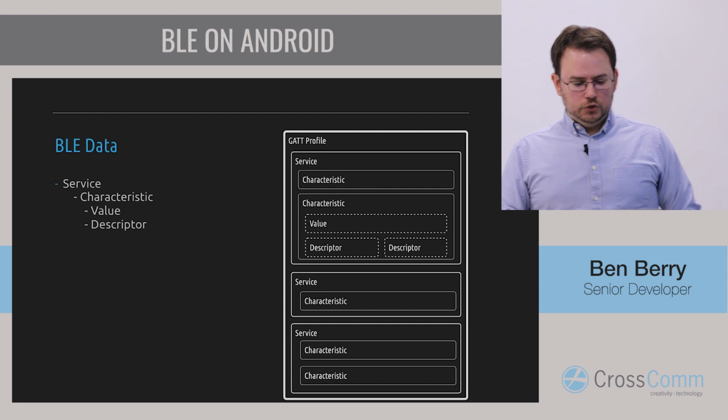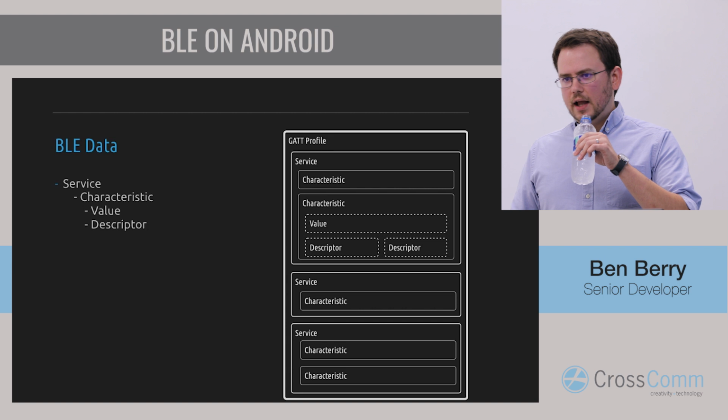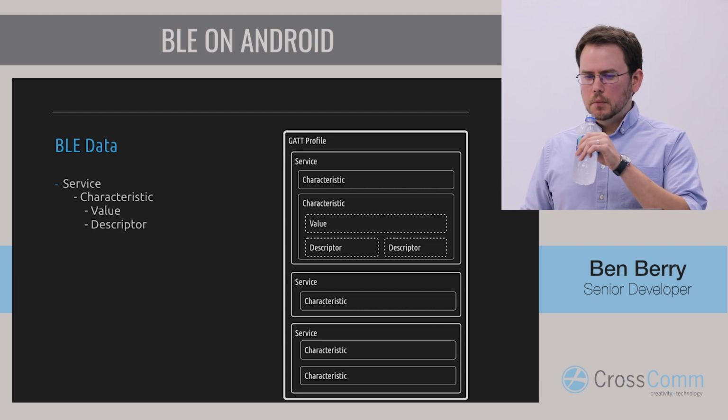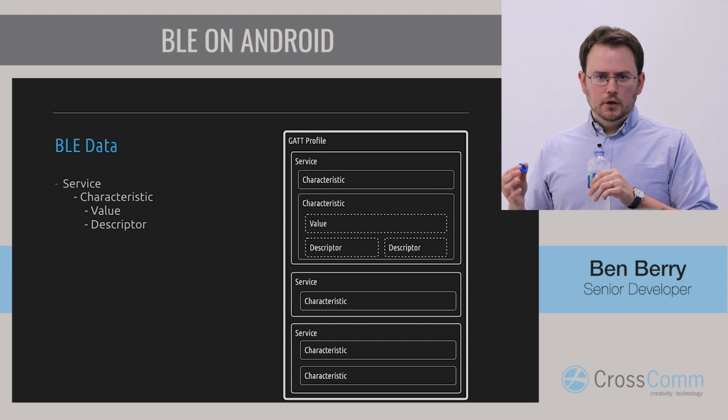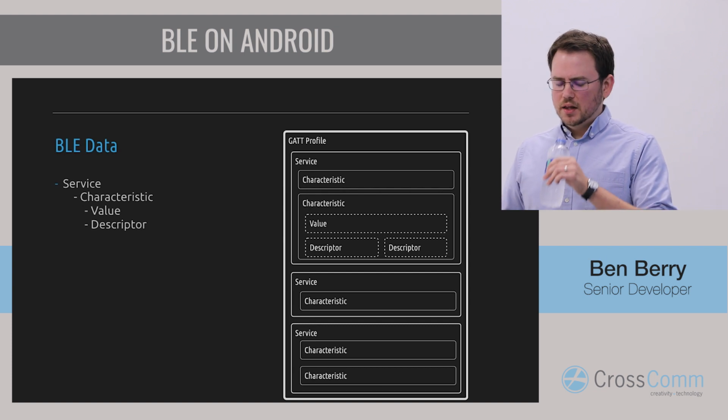So you can have multiple services. Each service can have multiple characteristics. I think everything depends on the implementation, but the most common numbers are something like a device can have 10 services, and each service can have 10 characteristics, something like that.